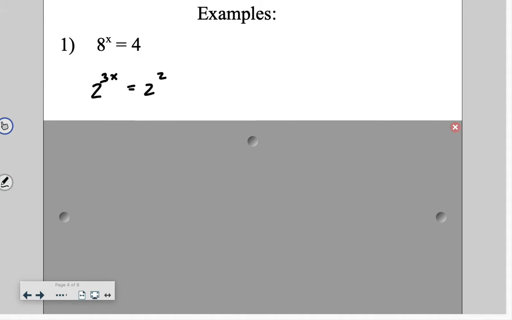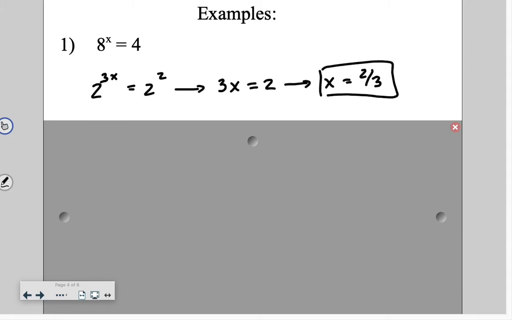which means now, since the bases are the same, the exponents have to be. So now I don't have to worry about the bases anymore. They're already the same. I can just focus on the exponents, which means 3x has to equal 2 in order for these two to be equal to each other. And now we solve for x. Divide both sides by 3, and you find out that x equals 2/3.